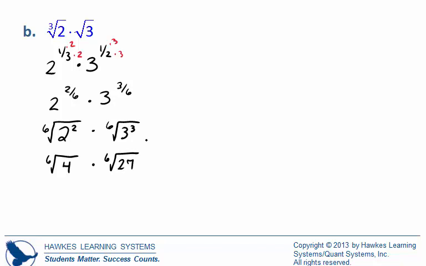Now, since they're both sixth roots, we can push them together as one sixth root, making it 4 times 27 underneath the radical. And 4 times 27 is 108. So our final answer would be the sixth root of 108.